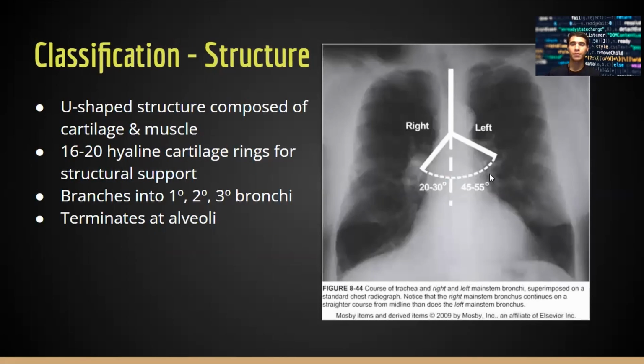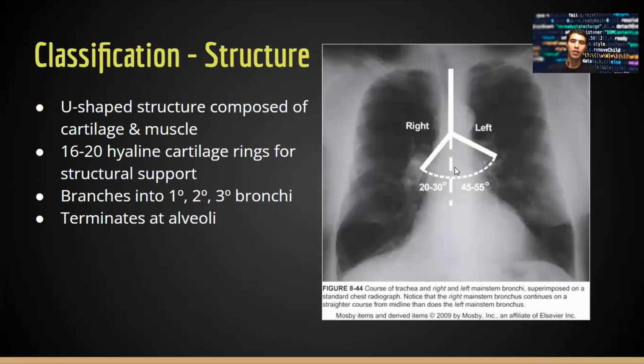A little bit about the structure. It's a U-shaped cross-section. The trachea is composed mostly of cartilage and muscle. It has these rings, the hyaline cartilage rings, which provide its structural support. And like I mentioned before, it has these branches called primary, secondary, and tertiary bronchi, and it ends at the alveoli. And to the right, we have an image of the angles produced by the primary branches.